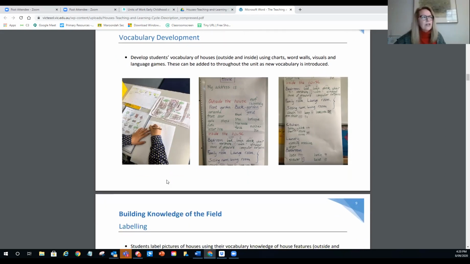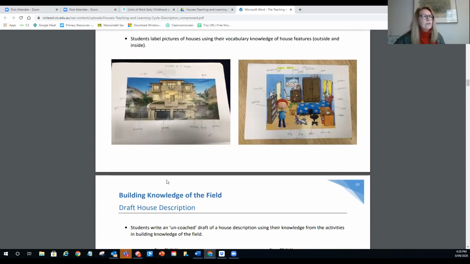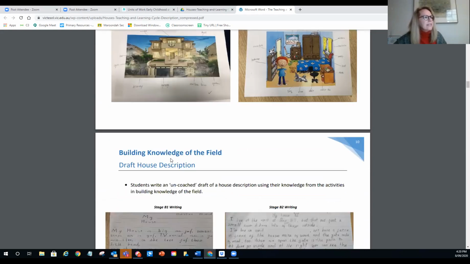So this was his uncoached draft at the very start of building the field stage. We would have done some labelling as well just before that, especially outside the house, which is where we usually start with the students. Gradually build up the vocab for them, outside and inside the house.